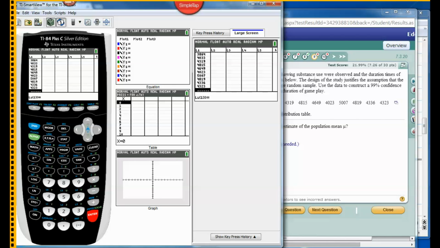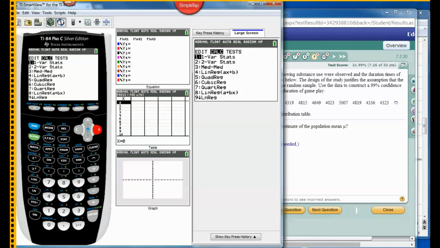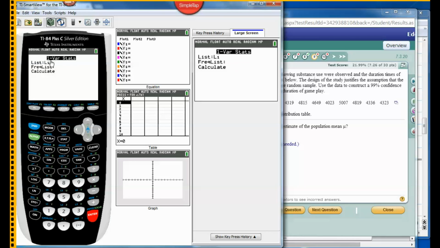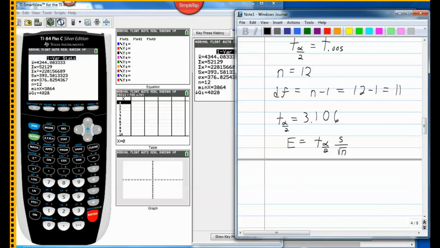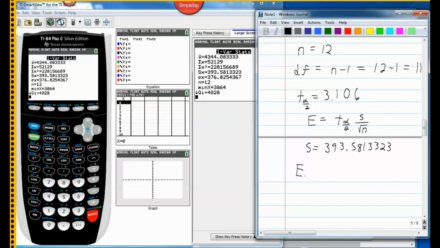All right, so I want to figure out the sample standard deviation. So I need to go to stat, and then over to the right one is calc, one variable statistics. And now I want that for list 1. All right, and so our sample standard deviation, this right here, is 393.5813323. You know, that's as exact as they gave it to me, so when I plug it in my calculator, that's as exact as I'm going to keep it. All right, so sample standard deviation is 393.5813323.